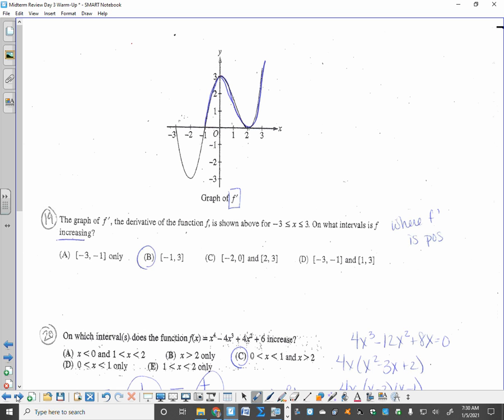Okay, number 19, the graph of f prime is shown. On what intervals is f increasing? So f is going to be increasing where f prime is positive. That's highlighted in the graph. So we are positive from -1 to 3. Again, it's just knowing those relationships and what you're looking for.